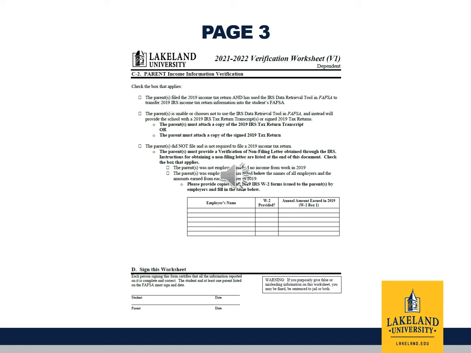If the parent did not file a tax return and is not required to file, we will need the parent to request a letter of non-filing from the IRS. We will also need to know if the parent earned any income, and if they did, we will need a copy of the W-2 forms. Finally, both the student and the parent need to sign the document.